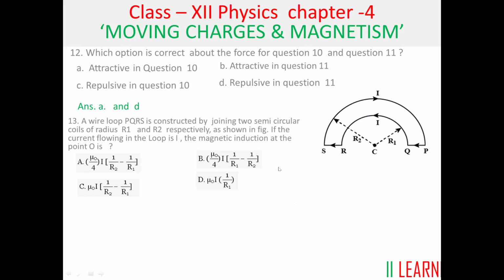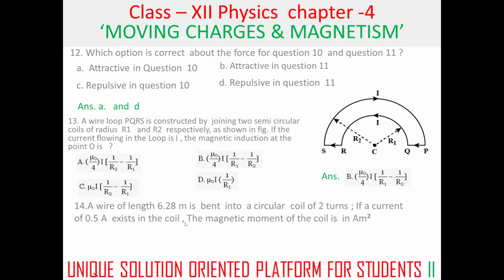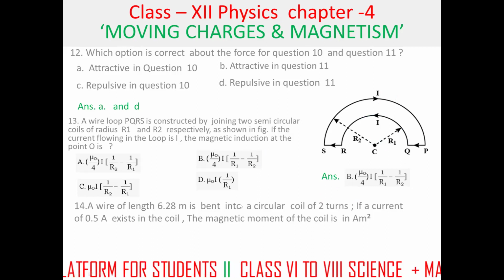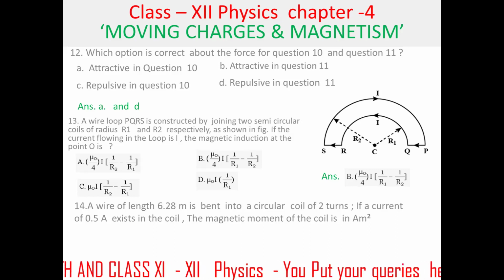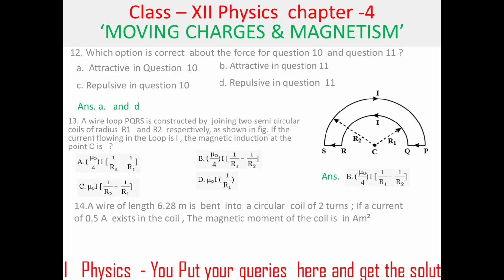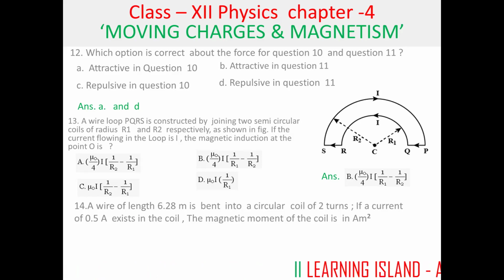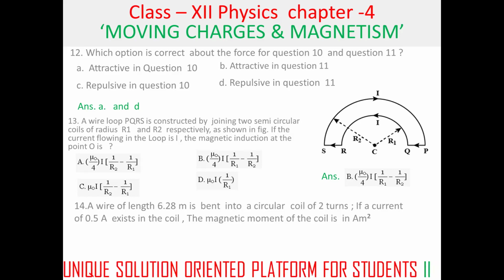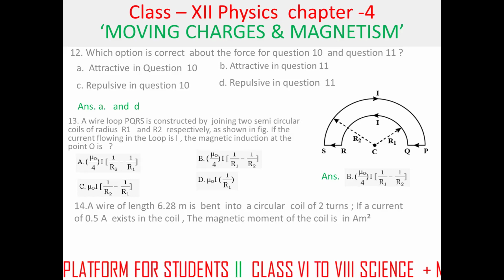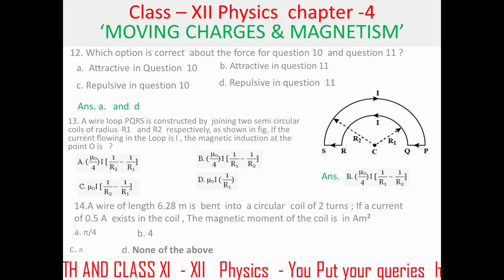Okay, now a wire of length 6.28 meter is bent into a circular coil of 2 turns. If a current of 0.5 ampere exists in the coil, then, so now let us go to the options. Options are these. So what is the answer?